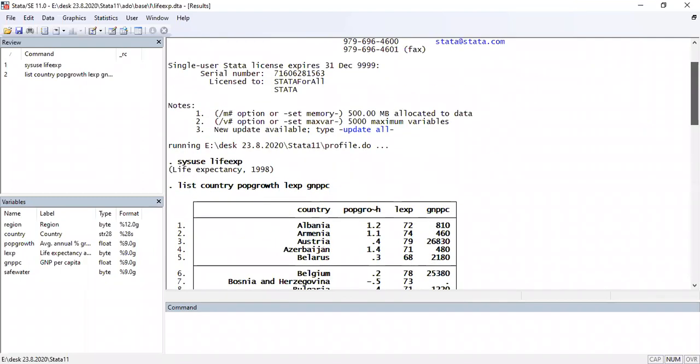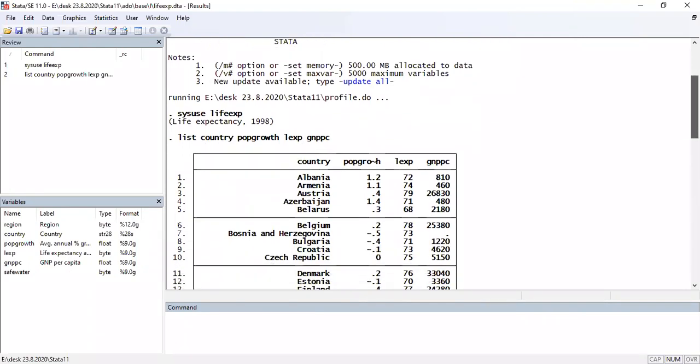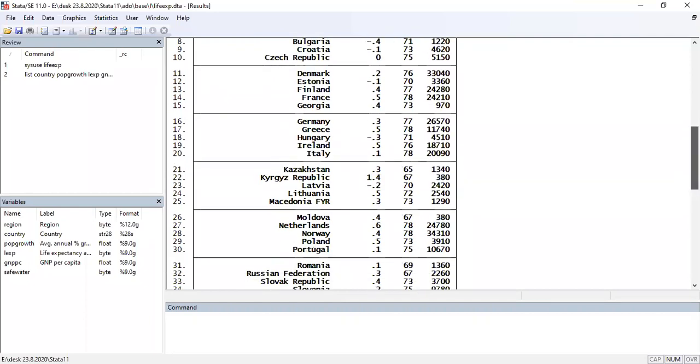So you say sysuse lifeexp. The file is ready to be used. Then the first thing we do is we try to see what the variables are like, the values and all these.